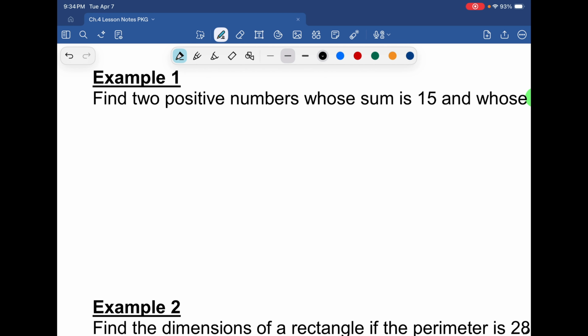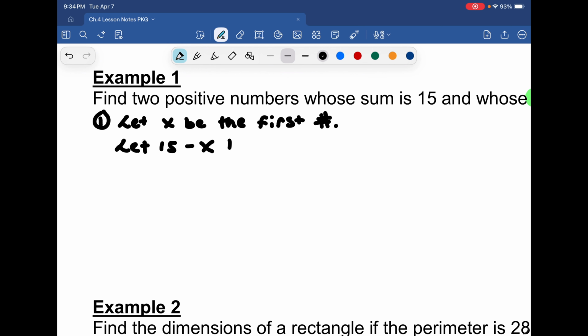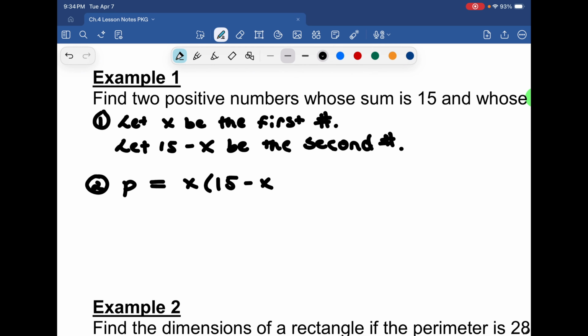So right away, two positive numbers who add to make 15. We want to define the first number and then figure out the second number from there. So I'm going to say let x be the first number, and I'm just going to short form it like this. And then I'm going to say let 15 minus x be the second number. So clearly just stating what these two numbers represent in terms of how we're going to use them in the problem. Now, the product, which we're going to denote as p, is equal to these two numbers multiplied together, so x times 15 minus x, which will give us the other number.